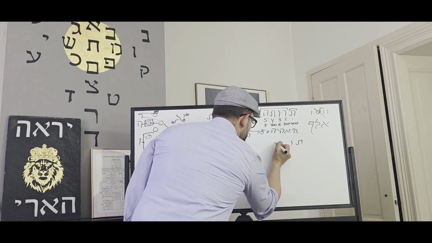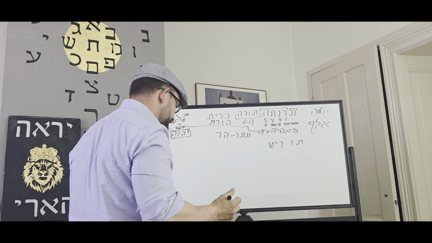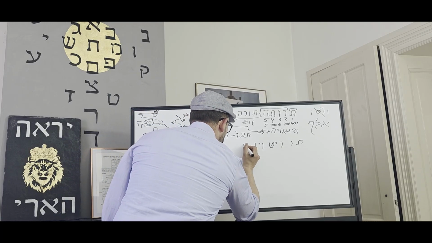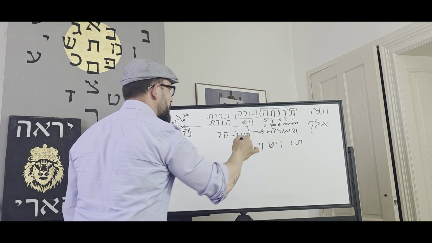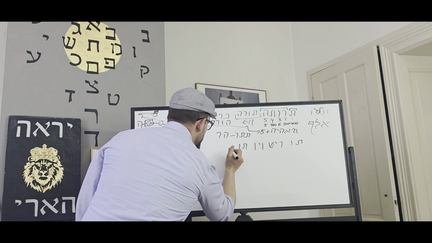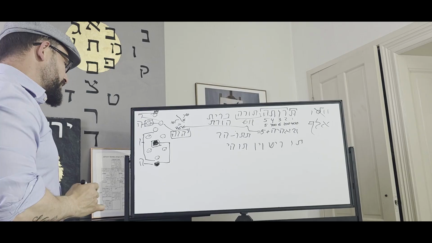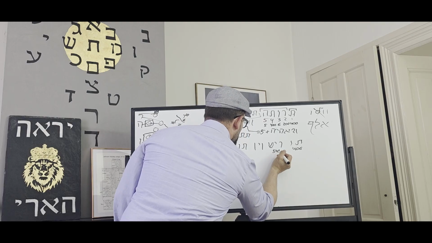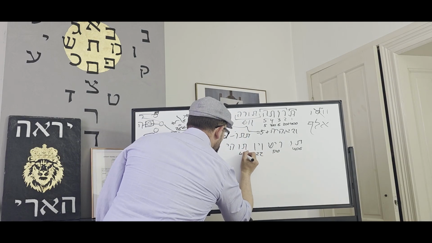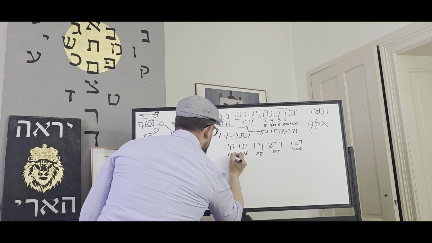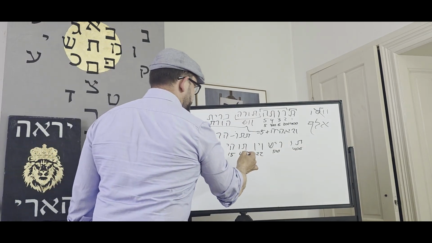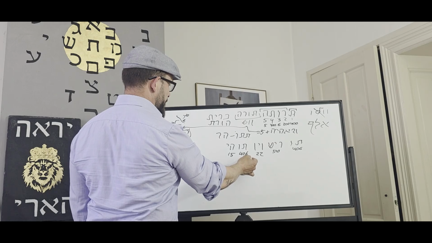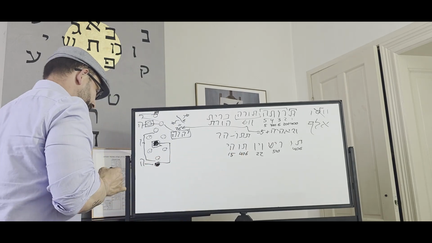tav, reish, for the reish, right? Aviv, for the vav, another tav, and for the hey, hei. 406, 510, 22, half tav, 406, and 15. That makes 916, 938, 1344, 1359.